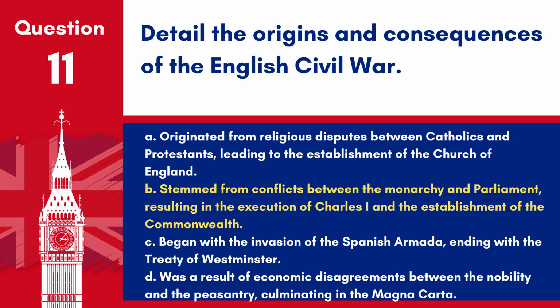Answer: B. Stemmed from conflicts between the monarchy and Parliament, resulting in the execution of Charles I and the establishment of the Commonwealth. The English Civil War was a pivotal event that highlighted the struggle for power between the king and Parliament, leading to significant political change.